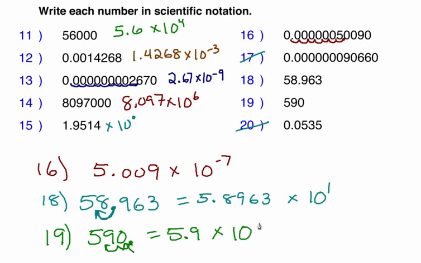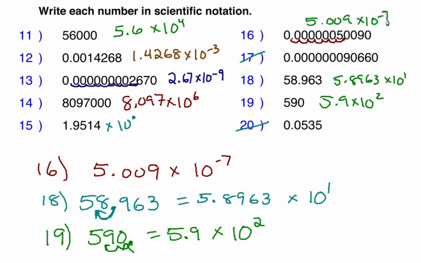So to get back to the original, we need to multiply by 10 twice to get back to 590. So 590 is 5.9 times 10 to the second. This one is 5.8963 times 10 to the first. And this decimal up here in 16 was 5.009 times 10 to the negative 7.